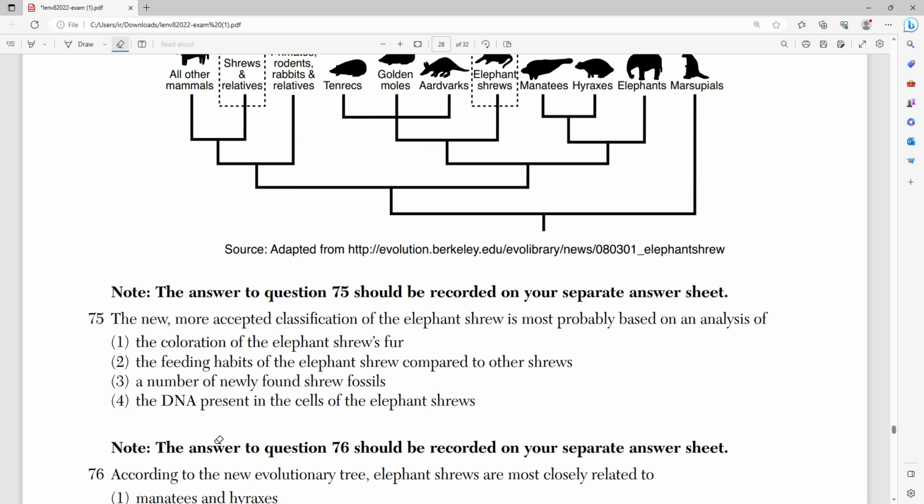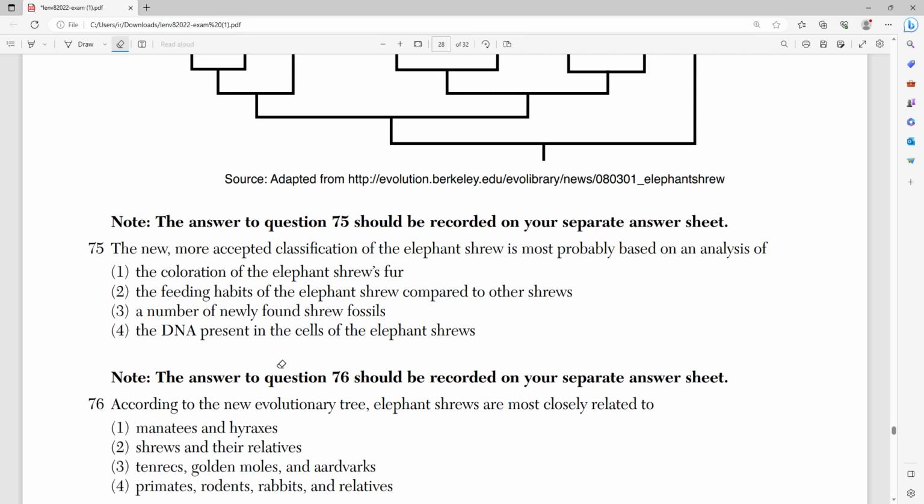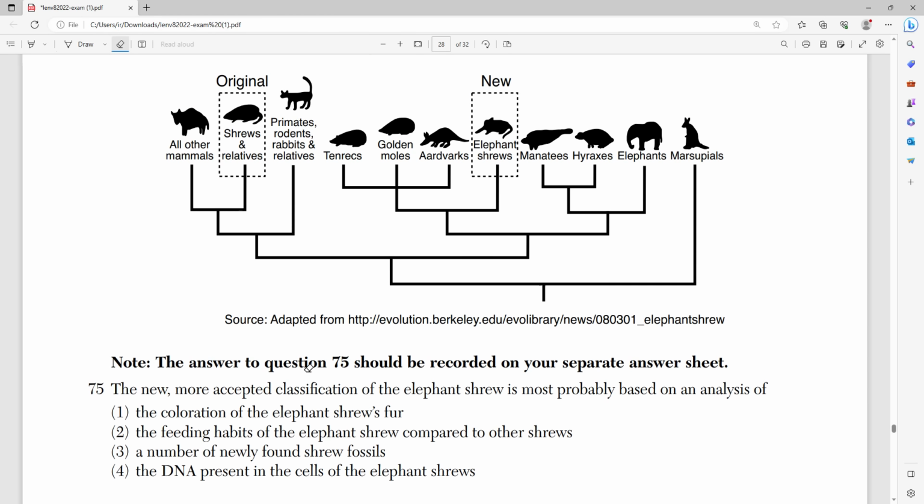So let's see what 75 asks us. It asks us, the new, more accepted classification of the elephant shrew is probably based on an analysis of what? Right? So the best way that you can compile one of these evolution trees is through comparison, right? Whether that be the comparison of fossils or the comparison of DNA. That's usually how these trees are formed, right? They analyze fossils of previous species, they identify similarities within them, and that's how they draw conclusions of relations, right?